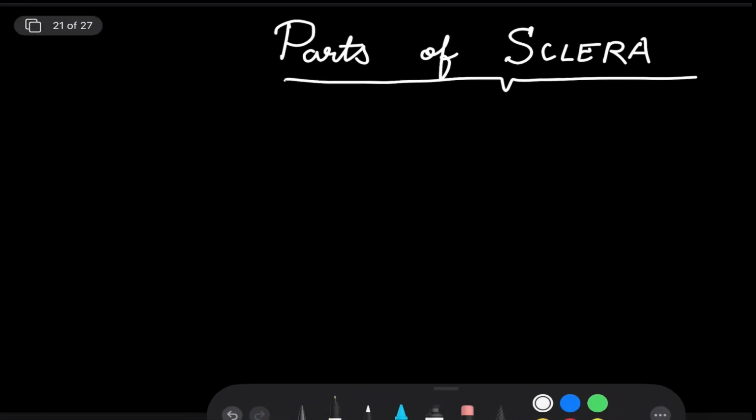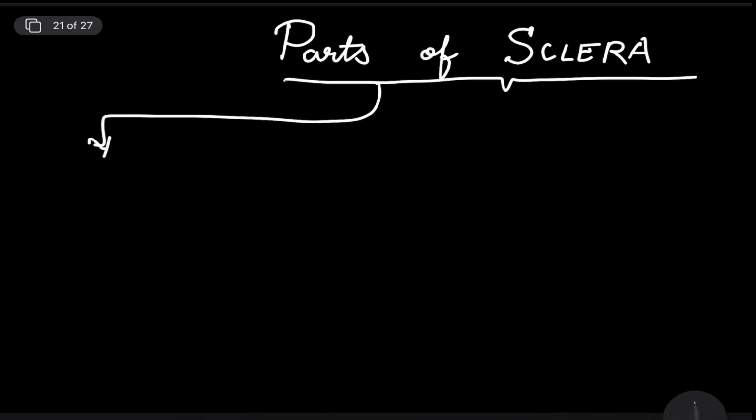Now, what are the three layers of the sclera? First, episclera. Remember when we were talking about the layers of the cornea, we had said that the outermost layer of the cornea is epithelium. So epi means outside. So the outermost layer of sclera is called episclera. As simple as that.